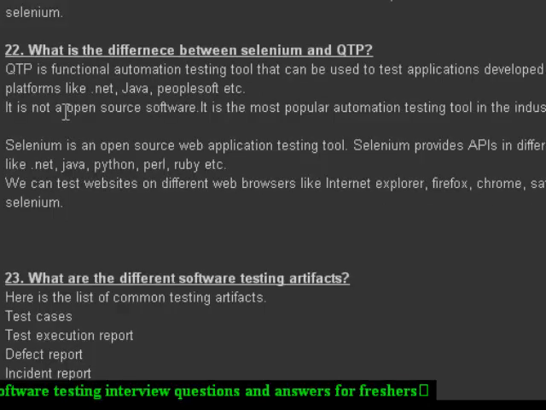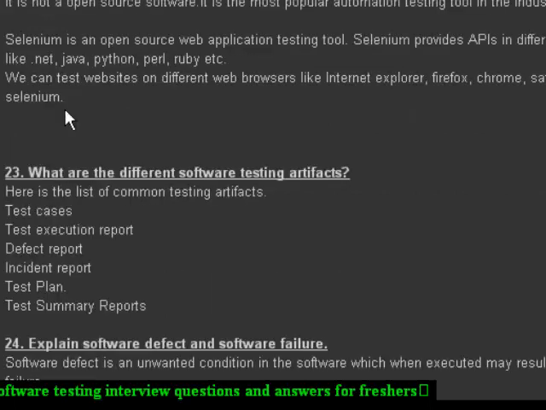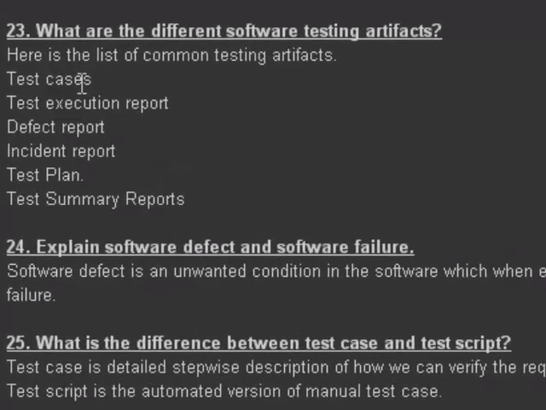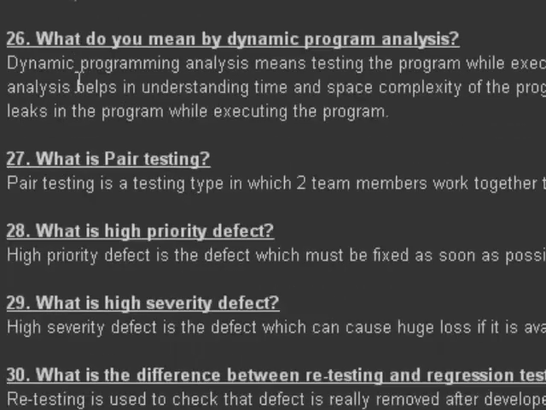What are different software testing artifacts? Here is the list of common testing artifacts: test cases, test execution report, defect report, incident report, test plan, and test summary reports. Explain software defect and software failure. A software defect is an unwanted condition in the software which, when executed, may result in system failure.